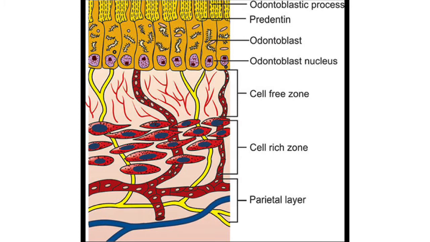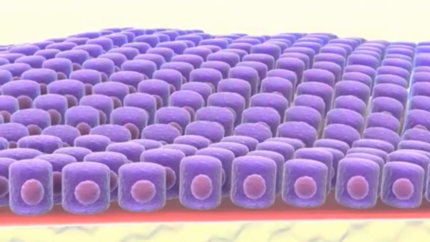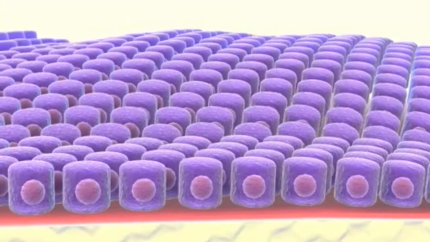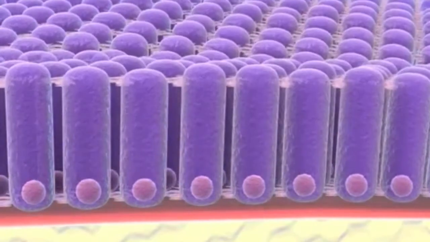And next to the odontoblastic layer we have a cell-free zone of Weil, where there are no nuclei or cells present in this region, but you have nerve bundles, and we will be discussing this one. After this we have a cell-rich zone and then the pulp core.